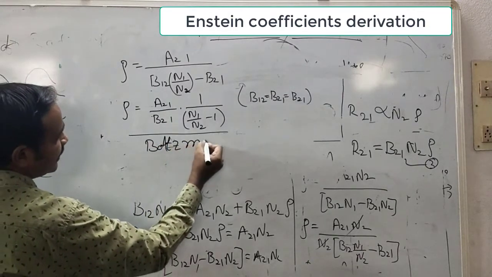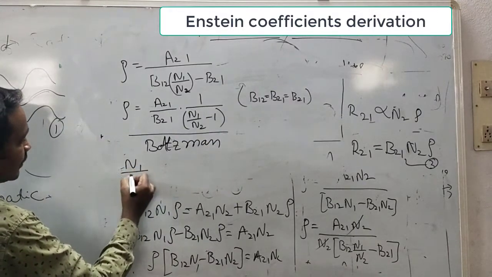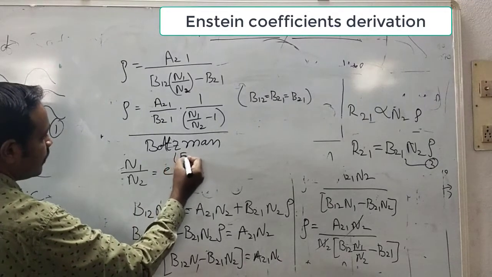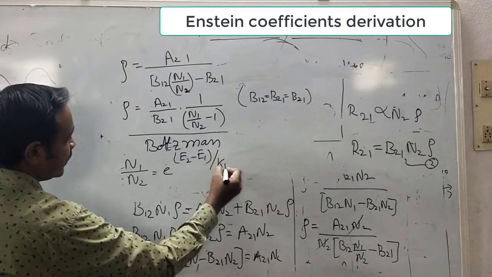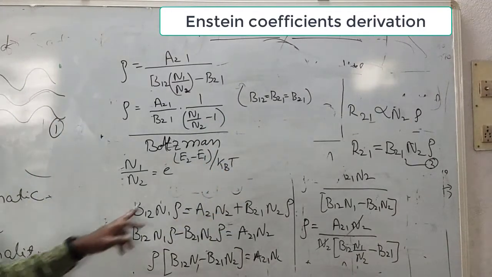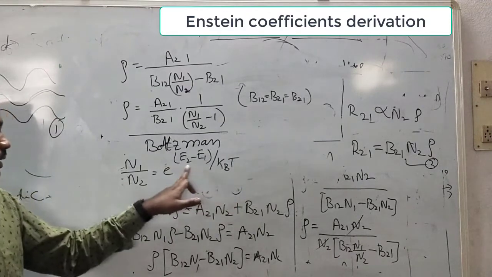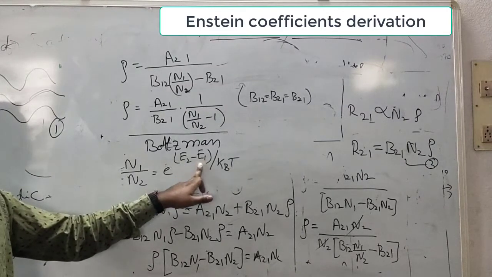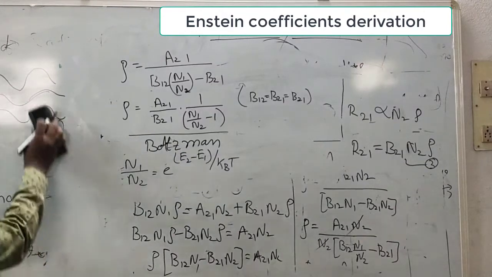Boltzmann has given the equation: N1 by N2 equals e power E2 minus E1 by kBT, where the suffix B is in kB, into T. What is here? kB is the Boltzmann constant. T is absolute temperature. E2 is the second energy level and E1 is the first energy level. We know the difference between E2 minus E1, we discussed it here.